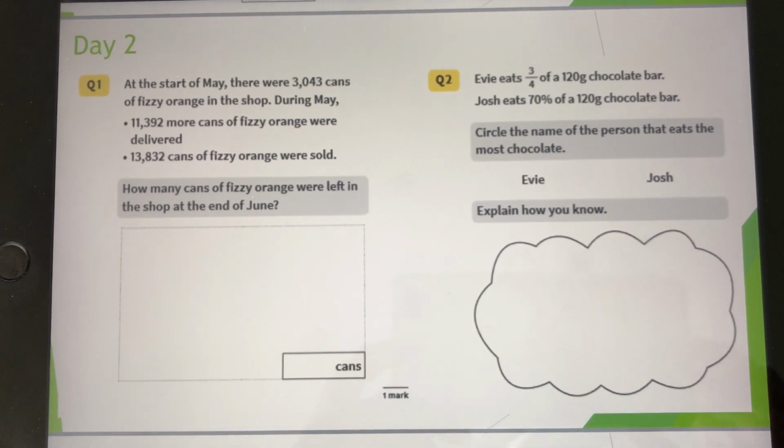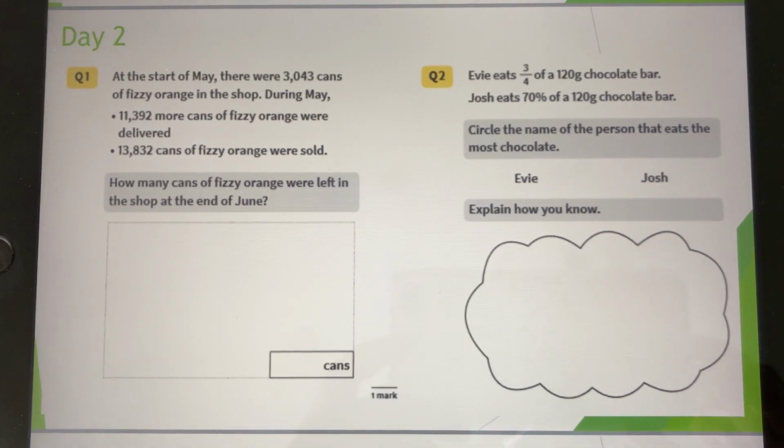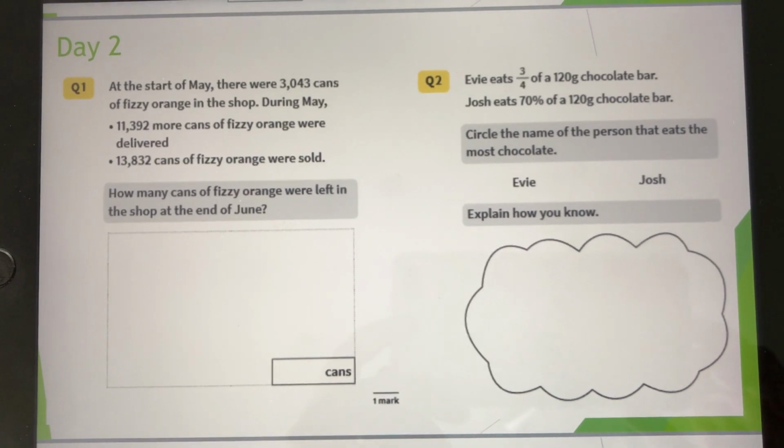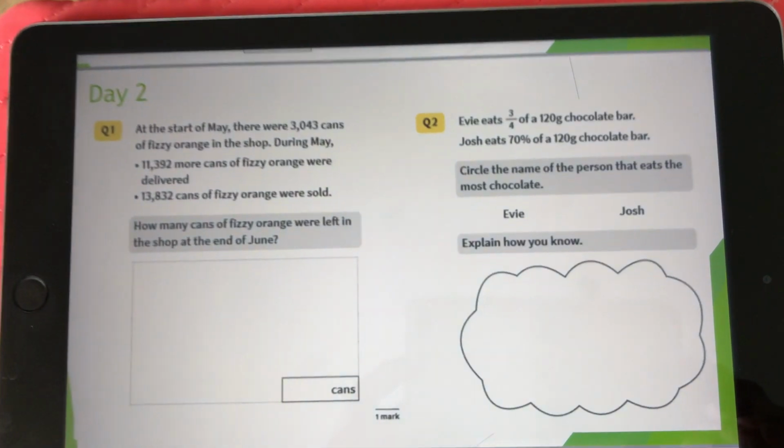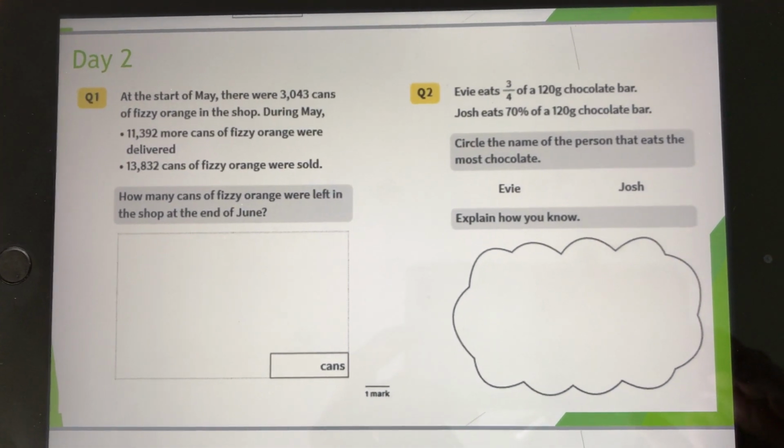Now, I'm going to prove today that you don't have to print everything off to be able to do maths work. We've been trying to think about that at school, so you can have a look at the questions on the screen as I'm looking at them on the iPad at the moment, and then do your workings out either in a workbook or on some paper if you've got some.